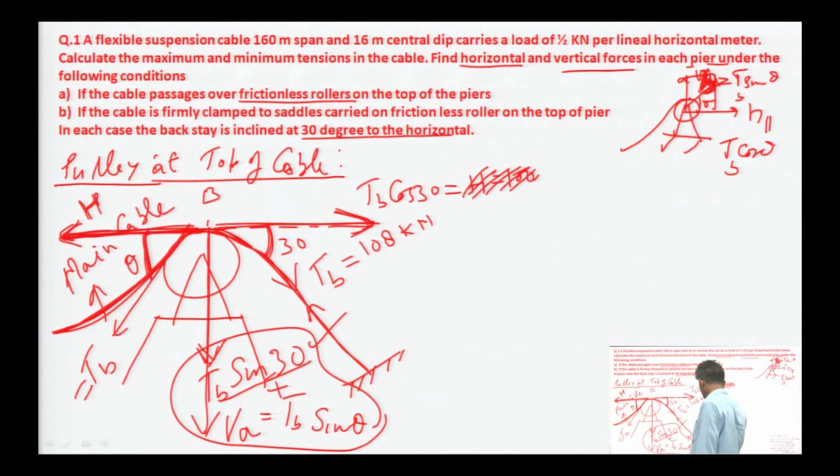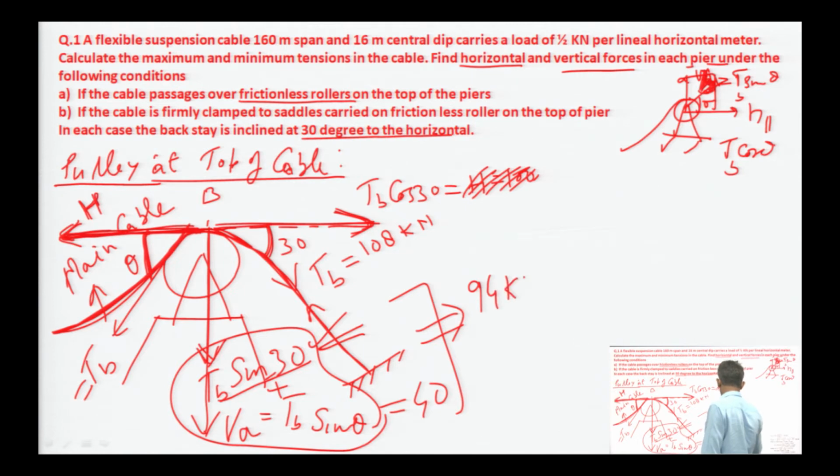V A is 40, and we can calculate this value. So, the total vertical pressure will be the sum of these two, and by putting the value you can have this as 94 kilonewton. I think it will be 50 kilonewton. The value of T B into sin 30 will be 54 kilonewton. For the total vertical pressure for this arrangement, it will be 94.